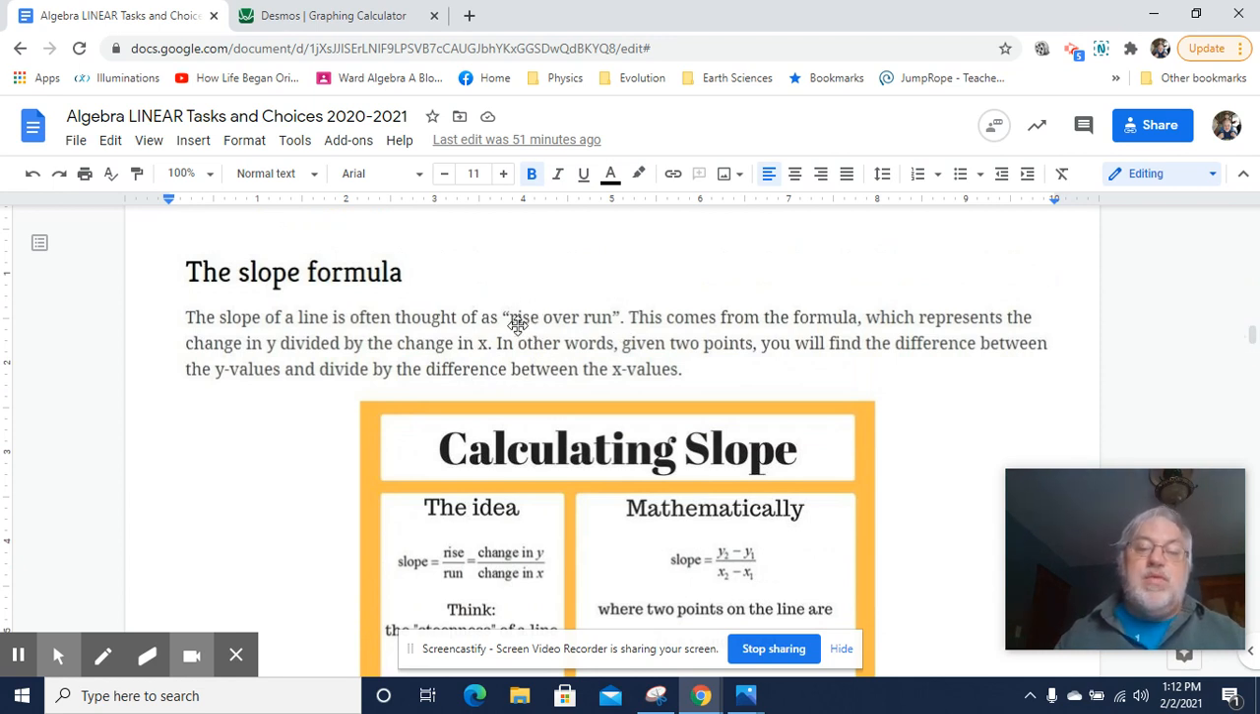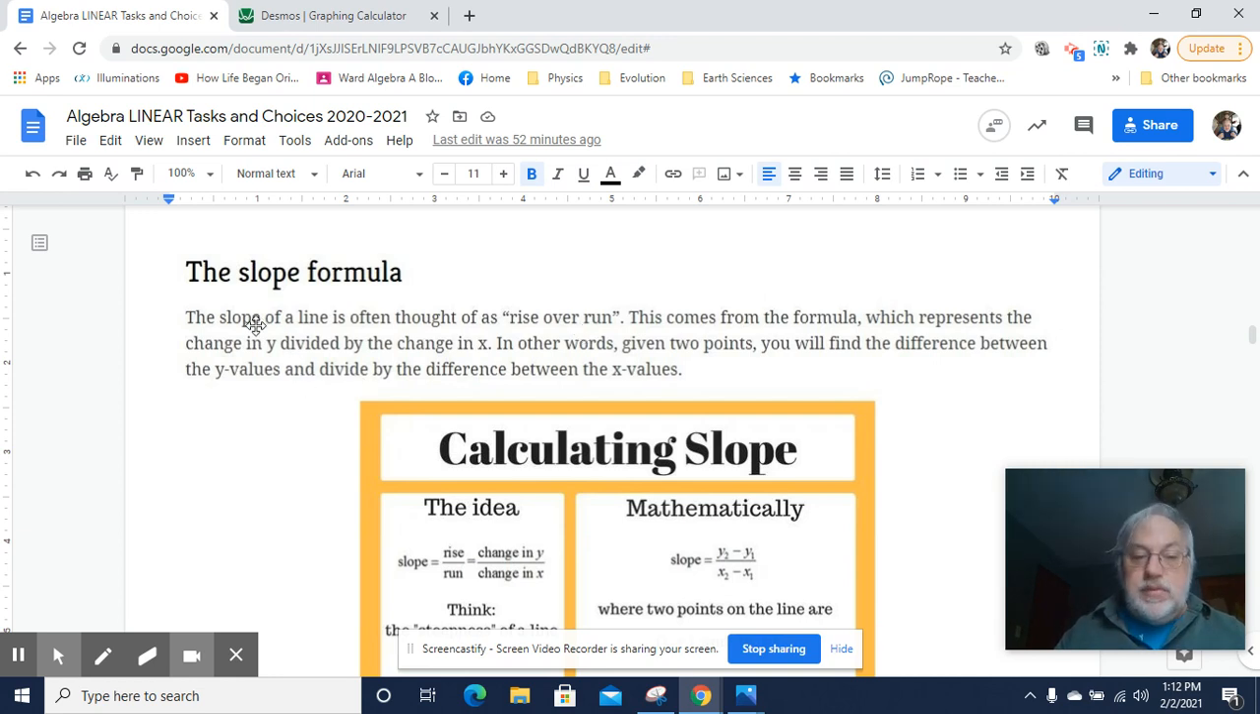And the reason we use the words rise over run is we're talking about the output change, the change of the output versus the change in the input. And rise is a vertical word and run is a horizontal word. And vertical relates to the y variables and horizontal relates to the x variables.